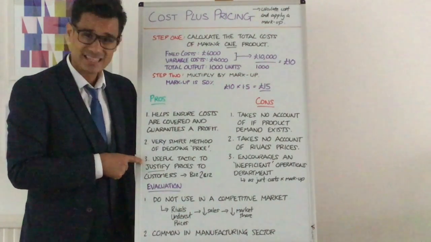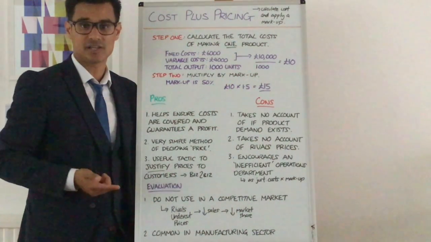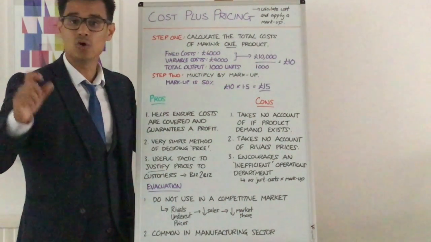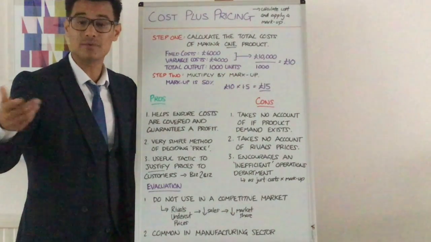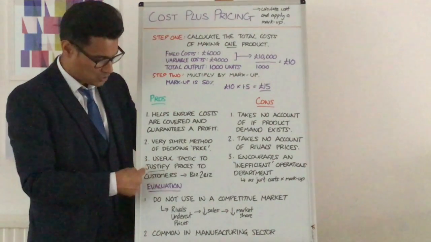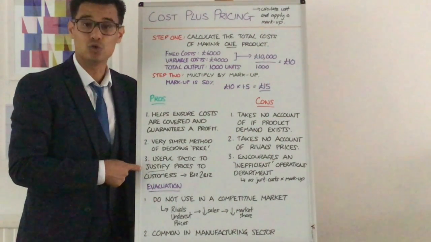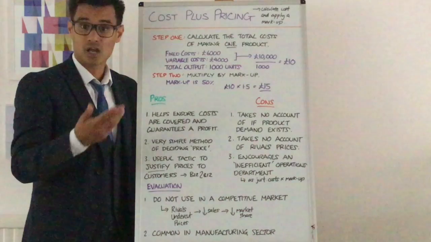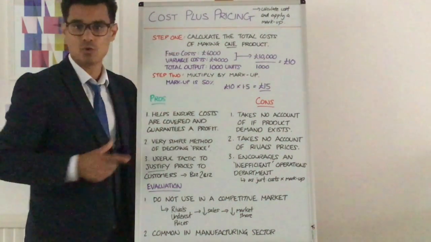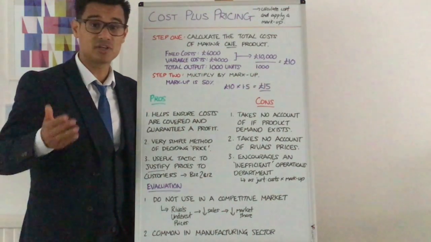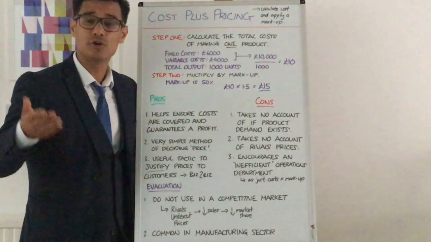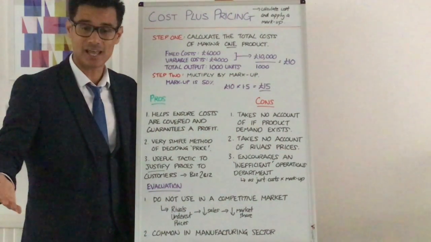And number 3, in the case of business to business transactions, so sometimes firms, businesses, sell to other businesses. It's not always about a business selling to me and you, the consumers. And in the case of business to business, it's a very useful tactic so you can justify your price to your customer. By having cost plus pricing and you can show them this working out, you can say this is what the price is because I need to make a profit and this is how much it costs me. And this might help you when you are negotiating the price that you want to sell at.